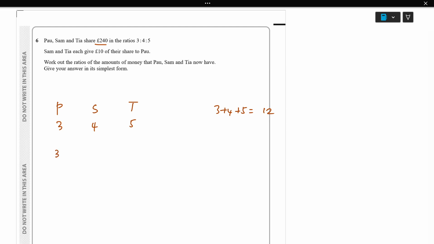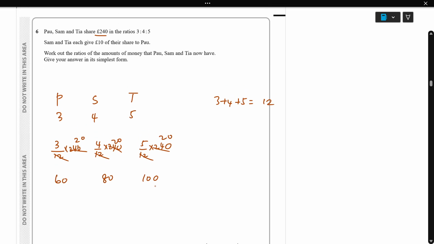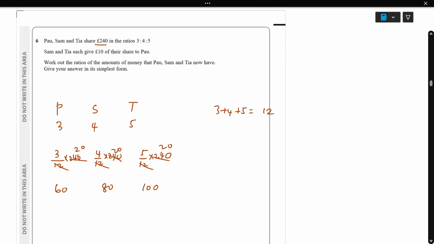The first person's part is 3 over 12 times 240. Same thing, the second person is 4 over 12 times 240. The third person is 5 over 12 times 240. So calculate this: 20 times 3 is 60. Here 20 times 4 is going to be 80. Here 20 times 5 is going to be 100. The three persons' amounts we got are 60, 80 and 100.